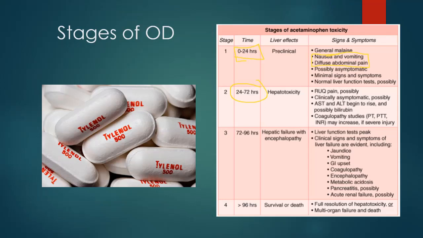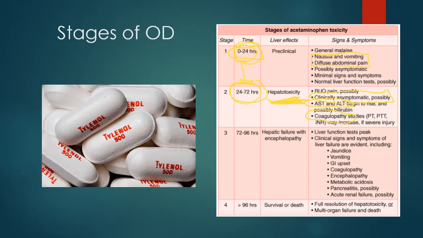In day 2, their AST and ALT start to rise. We're also going to see they're going to have coagulopathy problems. However, they're going to be asymptomatic. And this is called the quiescent phase, this stage 2. So somebody ingests a whole bunch of meds, they feel nauseous, and then they get better.